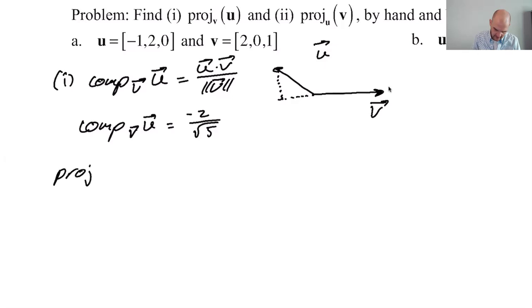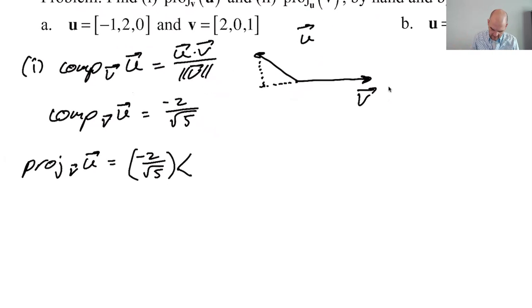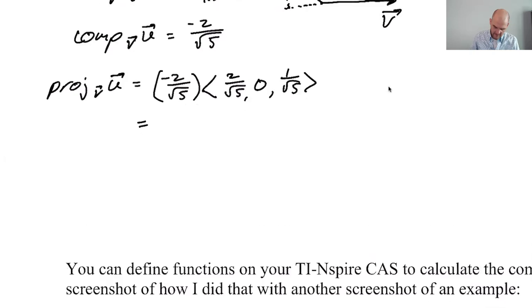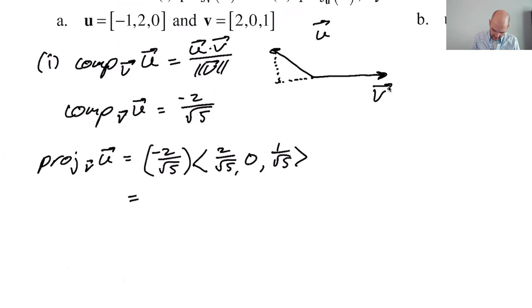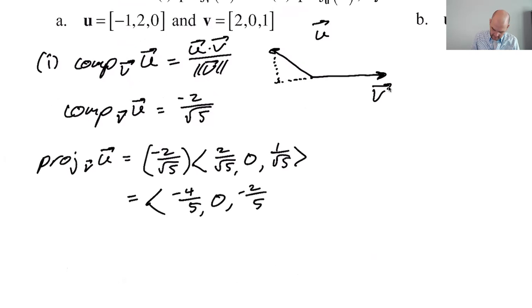It's totally fine. So the projection of u along v is going to be the component, -2 over root 5, and then I'm multiplying, it's not a dot product. I'll put that in parentheses, and then I'll put this in little chevrons. v needs to be a unit vector, so 2 over root 5, 0 over root 5, and 1 over root 5. This is why we don't freak out about that root 5, because it's going to correct itself. And we'll get -4 over 5, 0, and -2 over 5.